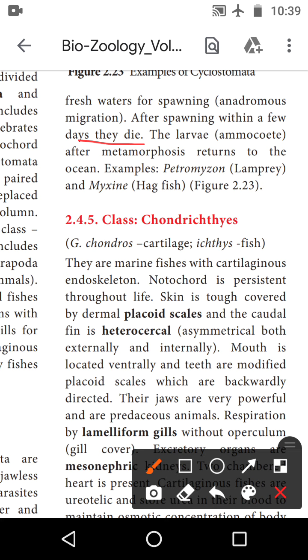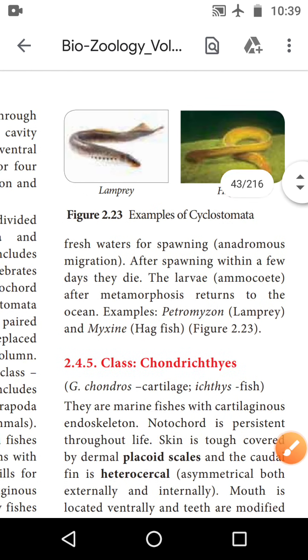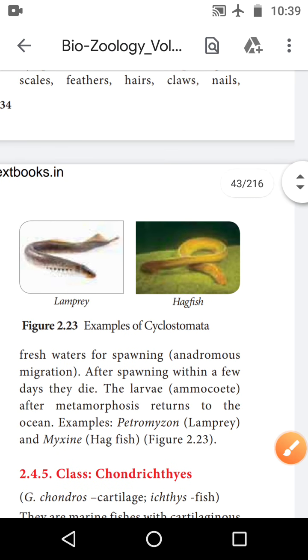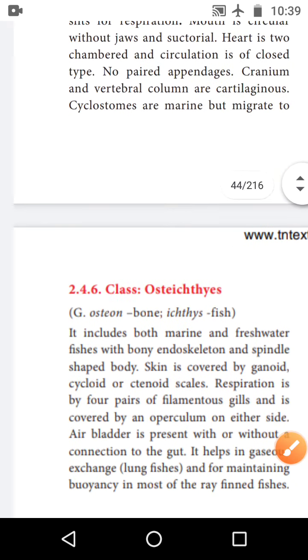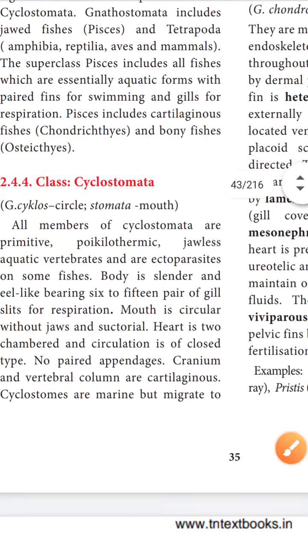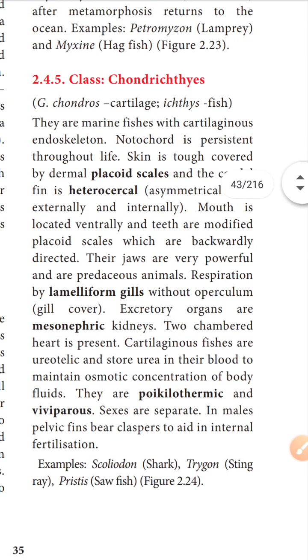So for example, Petromyzon is a lamprey and Myxine is a hagfish. Okay, you see the diagram. It is a lamprey. Okay, all of you see this one. It is a lamprey fish and this is a hagfish. This is the class Cyclostomata. Yes, okay, we will see the next class.